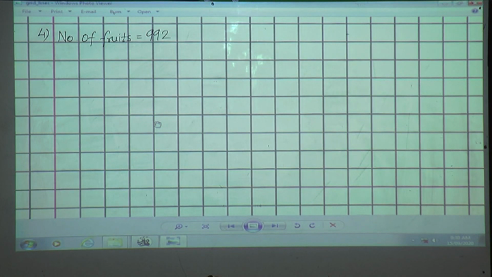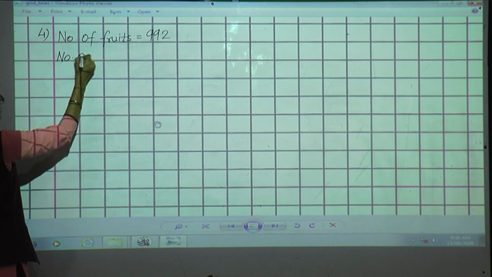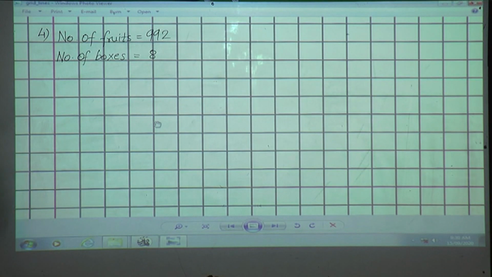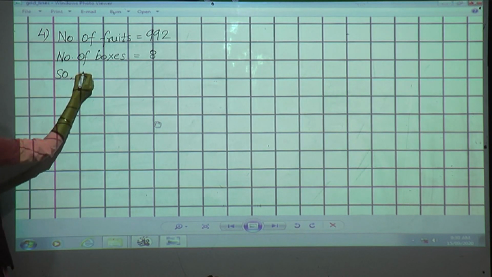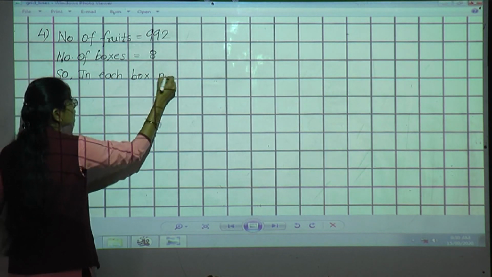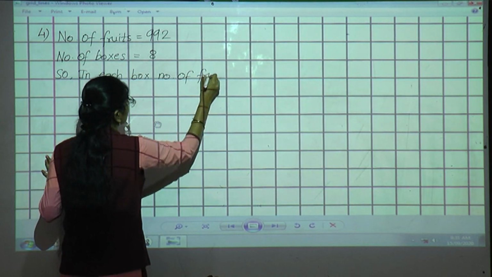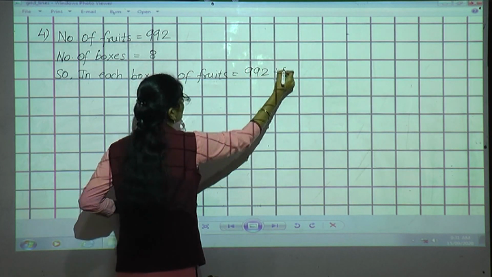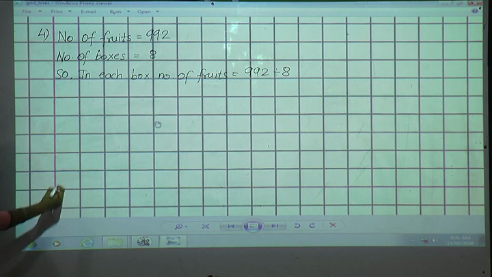These 992 fruits, they have packed equally in 8 boxes. So here we will write number of boxes is equal to 8. Okay, and what is the question? How many fruits are there in each box? So here we will write in each box, number of fruits is equal to 992 by 8. Okay, now do the division.